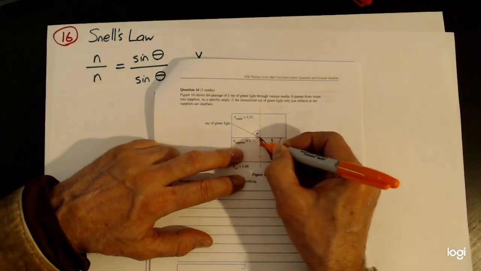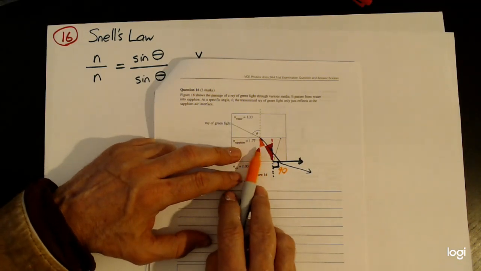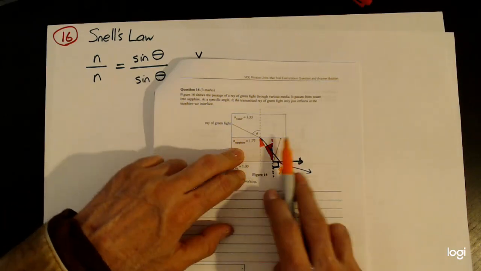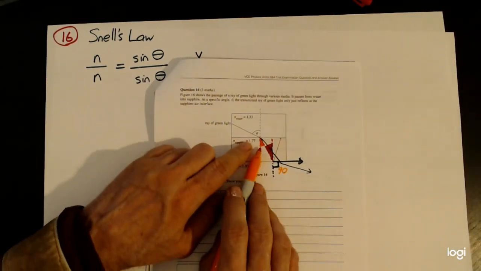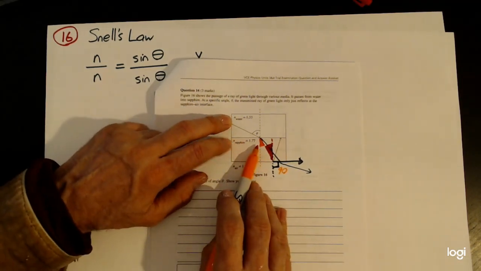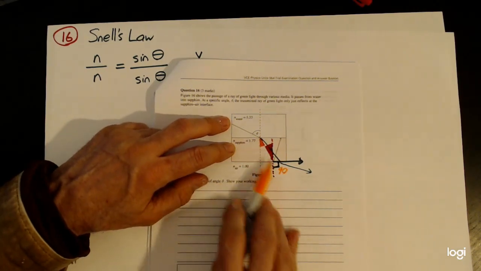The burgundy angle is the orange angle, right? Because they're alternate angles, where two parallel lines are crossed by a diagonal. So then we're going to work backwards here, and we're going to know what that angle is, and we know these two refractive indices, and we're going to find out that missing angle. So we're just going to do Snell's law backwards twice, right?